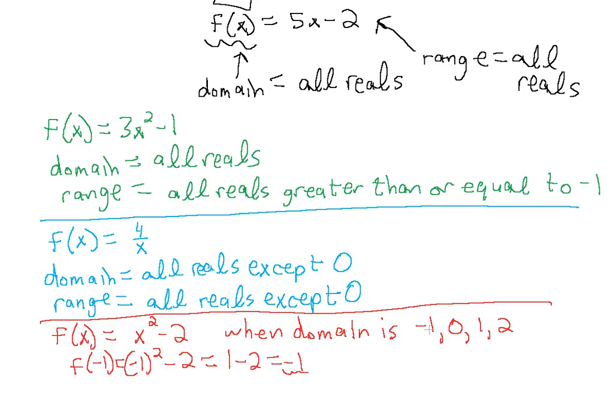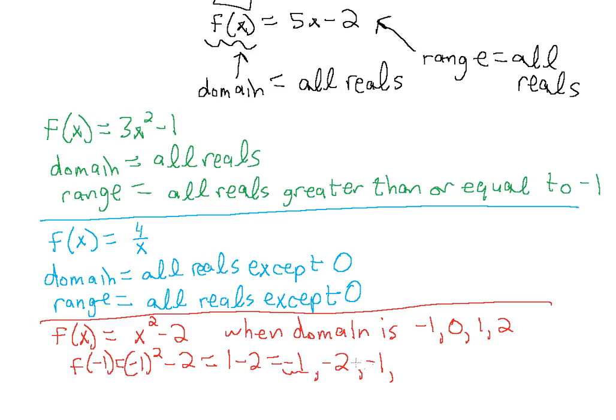Let's do f of 0. Plug in 0 everywhere we see x. 0 squared is 0, so we'd have a minus 2. Let's do the same thing for 1. Plug in 1 everywhere you see x, so we'd have 1 squared, which is 1, minus 2, which is just minus 1. And when we evaluate the function at those two values, minus 1 and 1, we actually get the same answer.